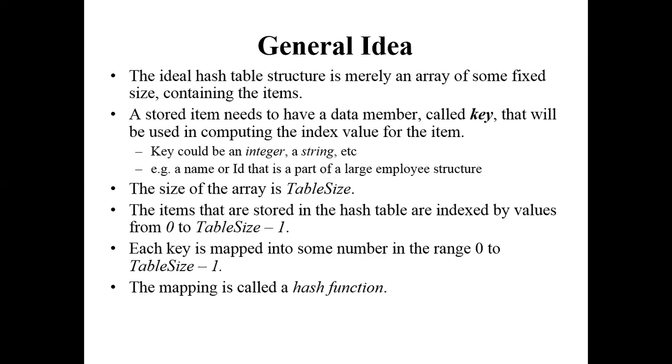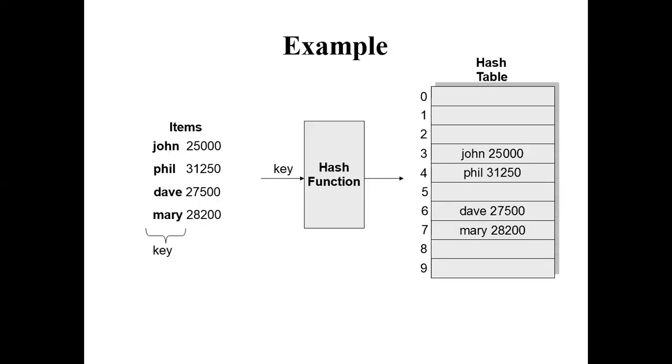Each key will be mapped to some number in the range between 0 and table size minus 1. This mapping is called a hash function. For doing that, we have different hash functions.